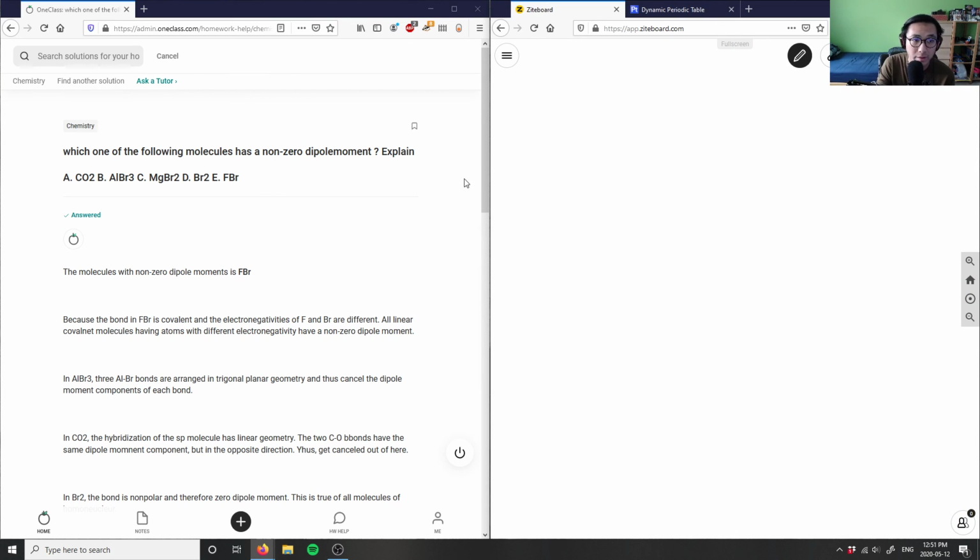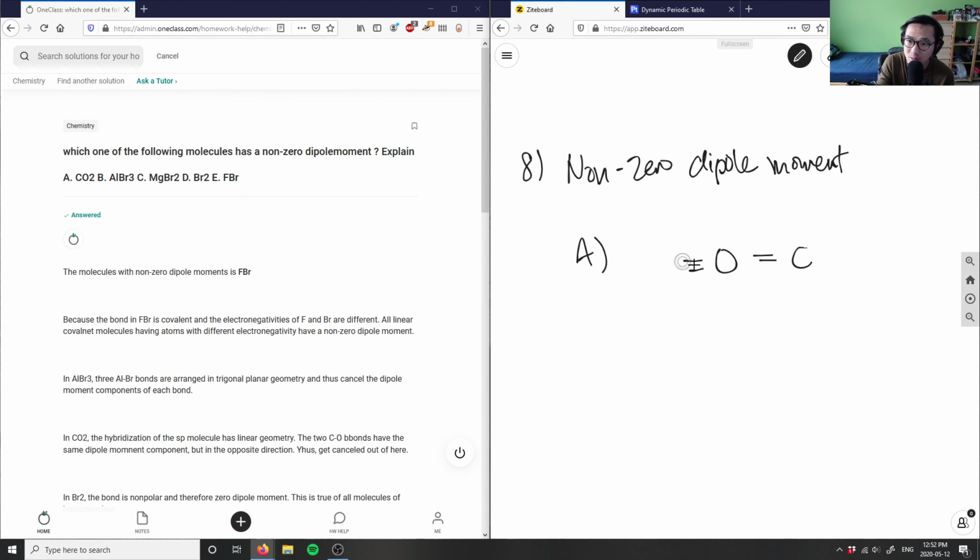It says, which one of the following molecules has a zero dipole moment? Anyway, I want to explain, right? So I want a non-zero dipole moment, sorry. I'm given 4 compounds, so I'm just going to draw this out here. So A here is CO2. I'm going to draw out the compound here.